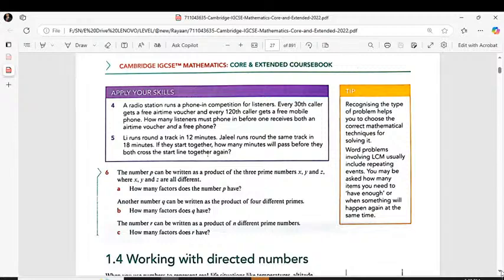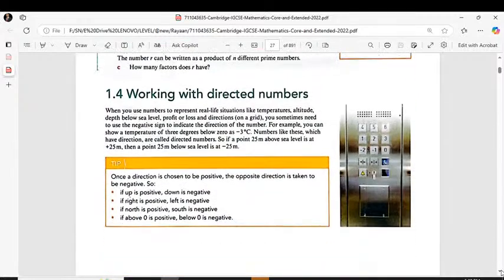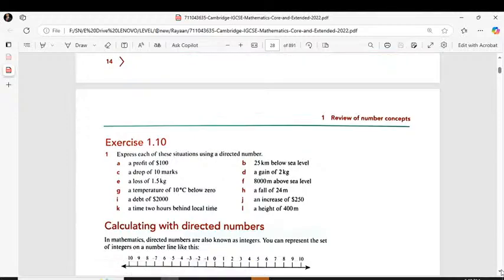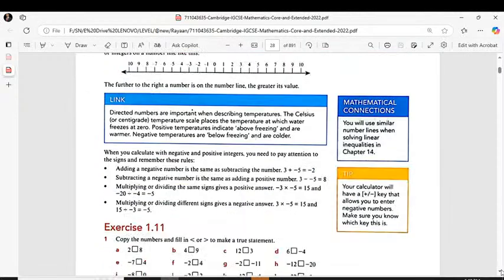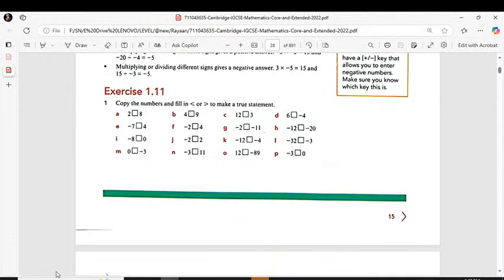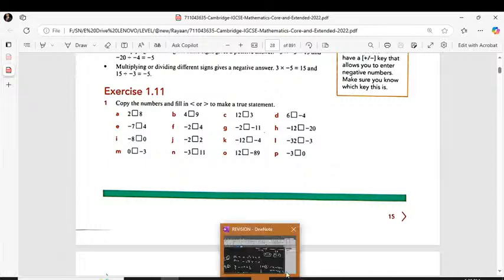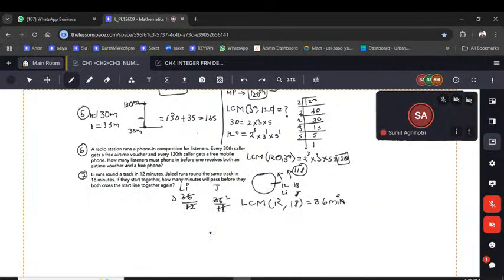After that, working with directed numbers. There are fewer questions, I agree, based on this topic. But we can have even more. I am presenting some other questions from this topic. Word problems I am presenting here, you can try at your place.